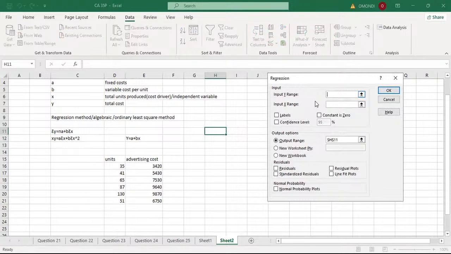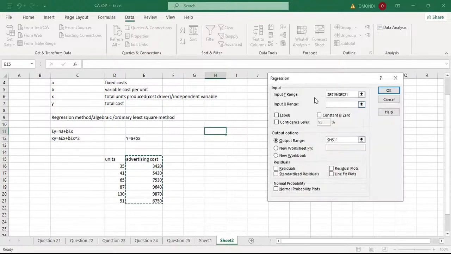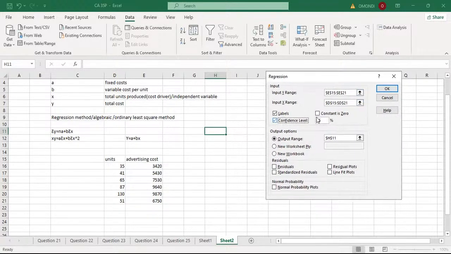So the first thing is to have Y input. Our Y is the total cost, which we agreed. Our X input is the units. Remember, we are highlighting it, including the titles. Then we instruct Excel here that whatever we've highlighted, that range includes a title. Then we mark the confidence level box and make it 95%. Of course, you can have 85 or 90, depending on what you want to do, but for our case, let's use 95.